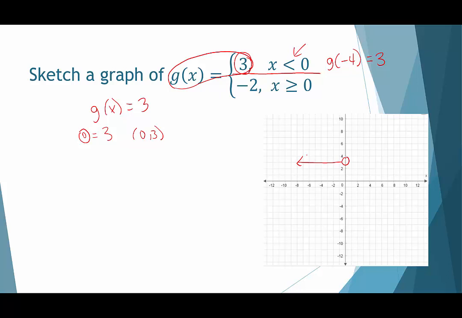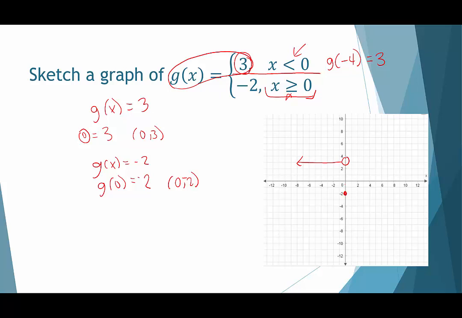For the second piece, we just have -2. So this piece looks like g of x equals -2, which is a horizontal line at -2. However, we only want to include the piece that this piece entails. So this says x has to be greater than or equal to 0. So for the 2 points, I'm going to use g of 0, and I get to say g of 0 because 0 is included thanks to the greater than or equal to. When we plug in, we get -2. So it would be (0, -2), and we use just a closed circle there.